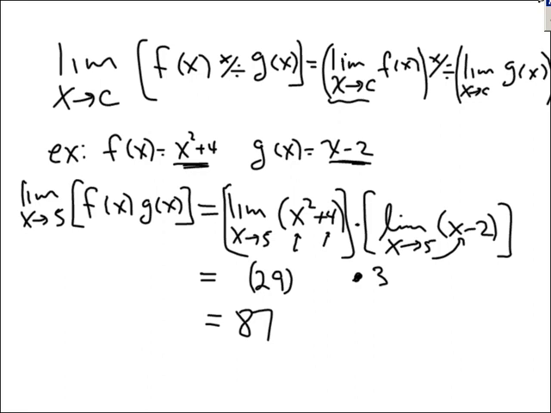If instead it had said division, then the answer would not be 87. It would be 29 divided by 3. But in any case, the bottom can't be 0.